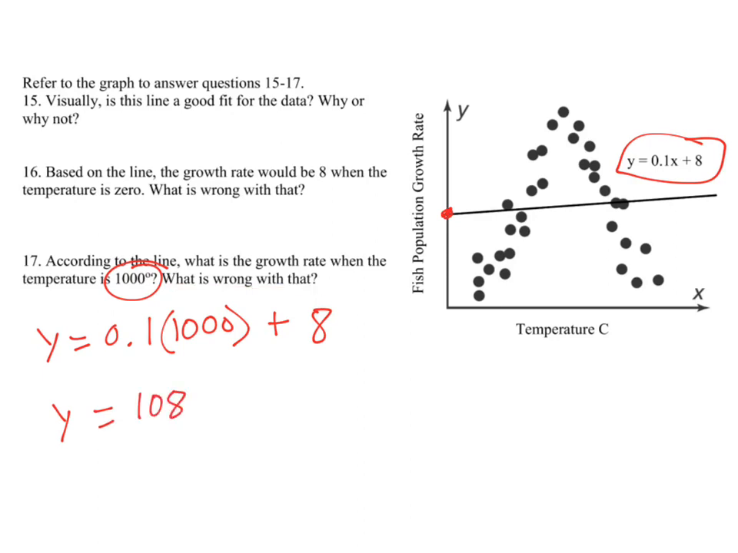And it's asking, what's wrong with that? A population growth rate of 108 is more than doubling the amount of fish. The problem with that is at 1,000 degrees, that's like molten. The water disappears, it turns into water vapor. The fish are definitely not going to be living at that temperature. So yeah, that's definitely a problem. And again, this is another example of an extrapolation, right? It's way outside the data set, definitely not going to be happening. And so there you go.